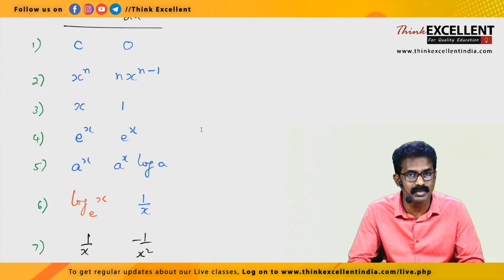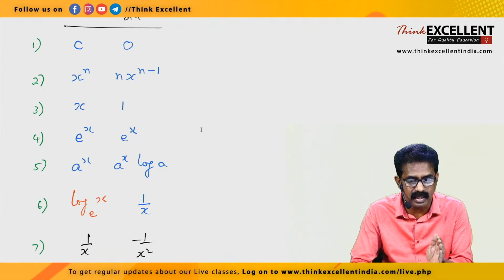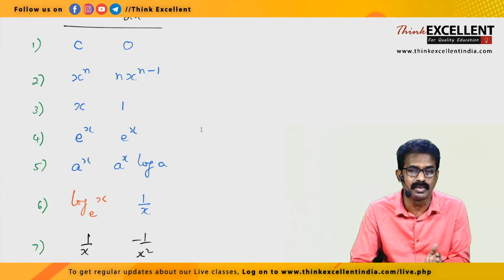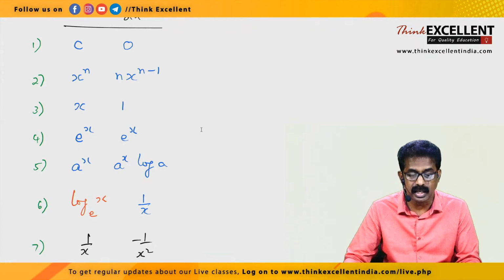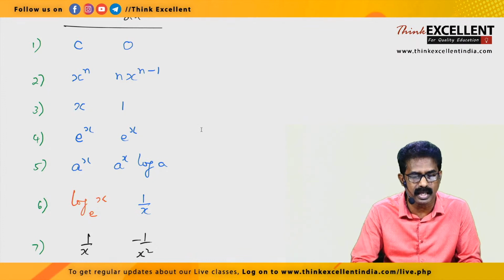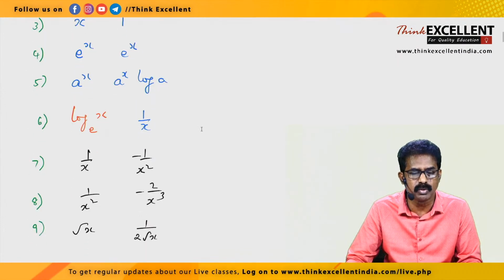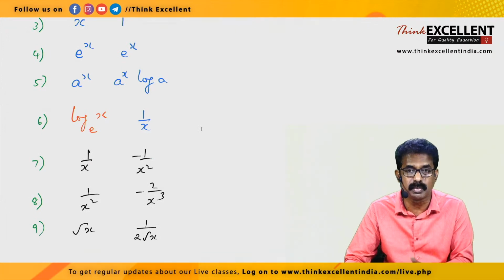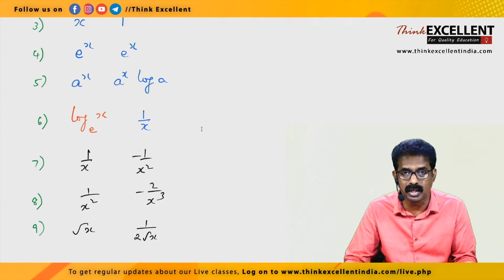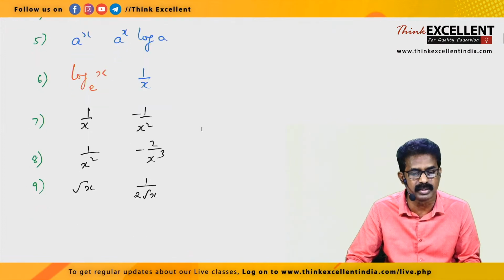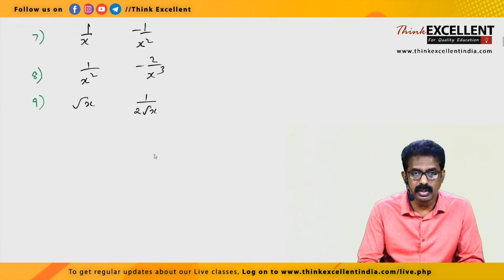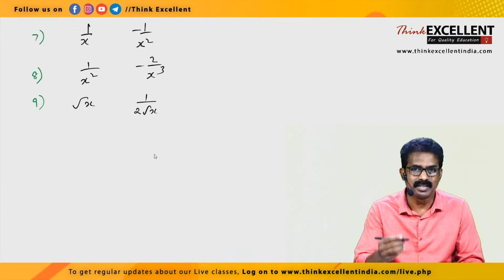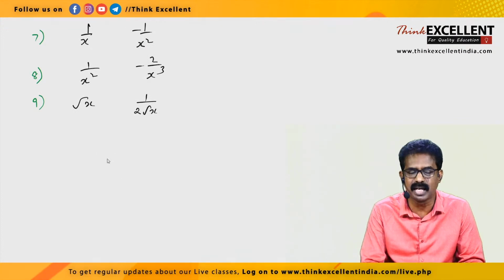Log x, last class we did a lot of questions. This is for natural logarithm, ln. When the base is e, then only it is 1 by x. Then for other cases, how to do it, we did that last class. The derivative of 1 by x is minus 1 by x square. The derivative of 1 by x square is minus 2 by x cube. The derivative of root x is 1 by 2 root x. These are some of the formulas I asked you to learn, right? I gave the proof for all these things also. I'll teach one sum to recall what we left out, then we learn something new today. These are the first 9 formulas we studied.